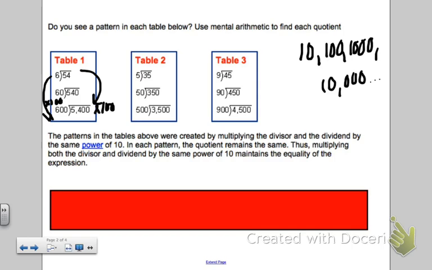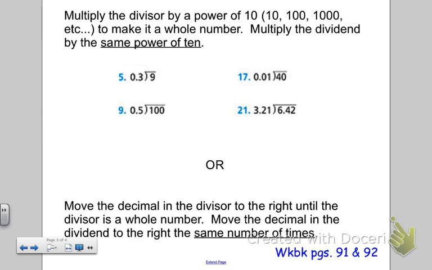So what does that have to do with our essential question? Here you can see, and this is workbook pages 91 and 92, we have a couple different problems where we have decimals in our divisor. So the number outside of the den, the divisor, has decimal points involved. What we can do is multiply the divisor by a power of 10 and multiply the dividend by that same power of 10.